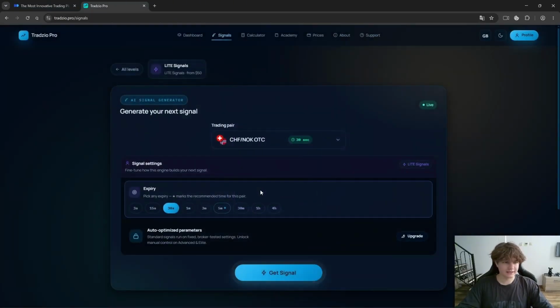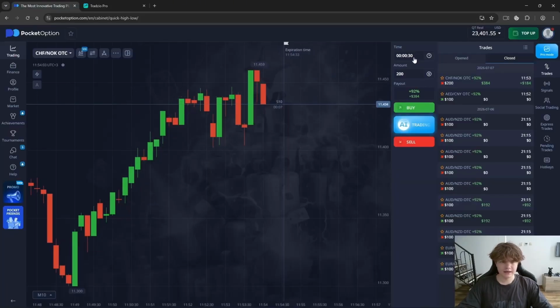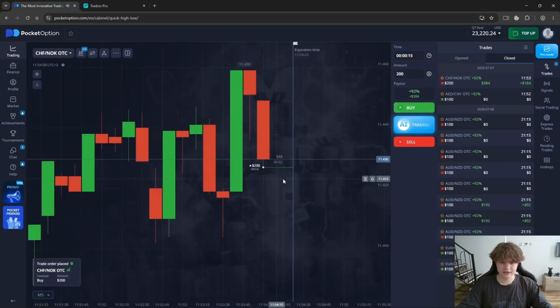Let's move on to light. Let's see what we've got here in general. Here, they just have a higher success rate, but the interface doesn't really change much. So, let's do the same and place a 15-second trade in the upward direction.